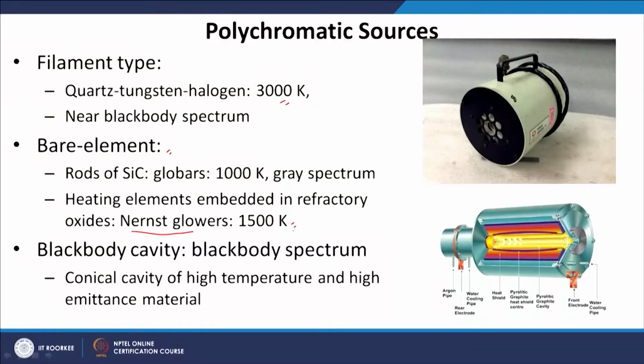Then there are some simple setups that give a black body spectrum. We have a conical cavity of a high temperature and high emittance material that behaves like a black body. This is the schematic on the right hand side, and this is a commercially available black body spectrum generator, which basically works on an electric principle. There is a cavity at high temperature, the emittance is very high, and the radiation coming out of this is nearly black body radiation, and it is available in various temperature ranges.